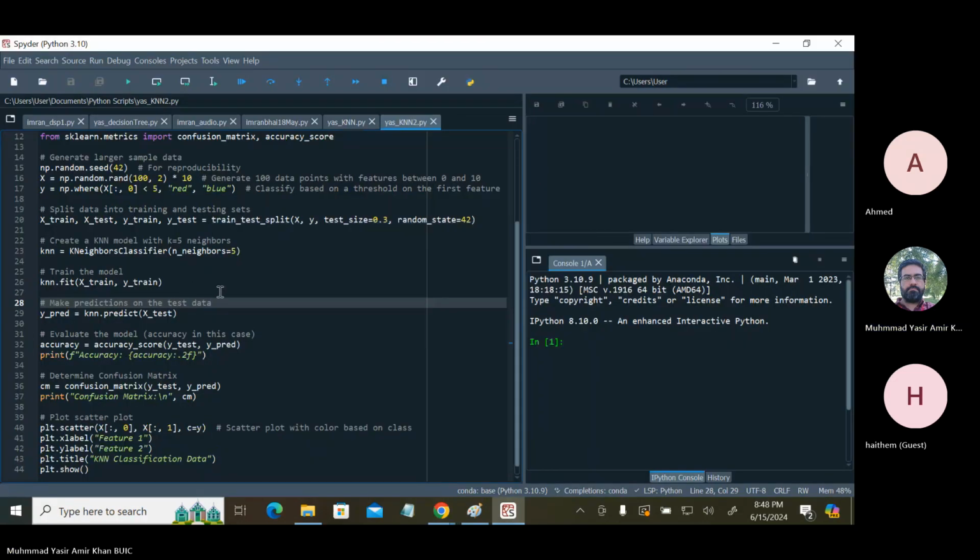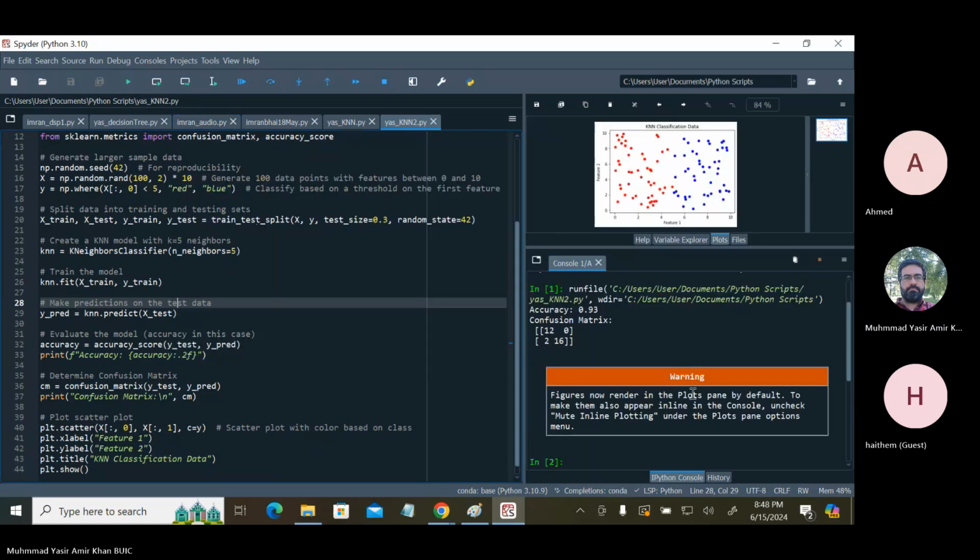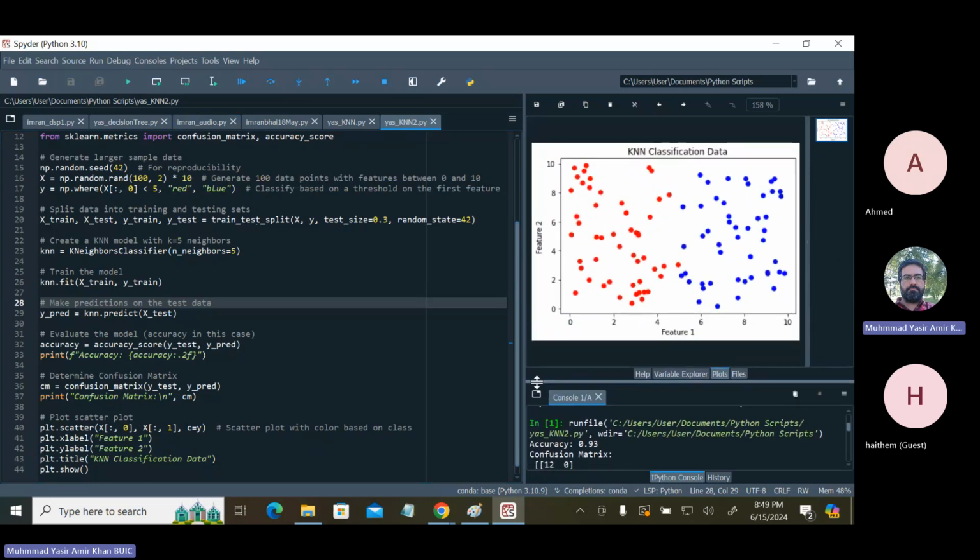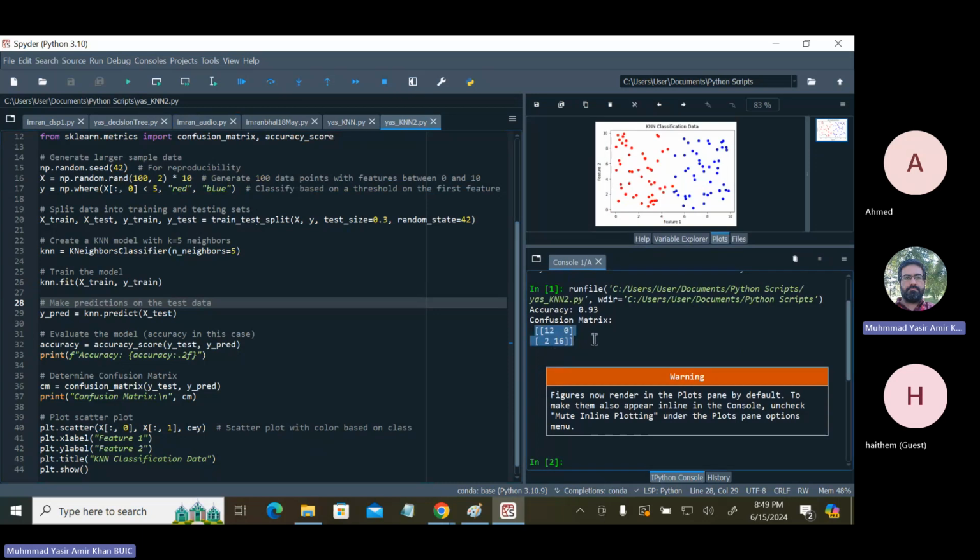We have this program. Let's run it. It has generated this graph for us. Can you guys see the code and the graph? Yes. The other thing it has done is create the confusion matrix. This is our confusion matrix, 12 and 0, and 12 and 16. I wrote this in a neat and presentable way, but the program gives us the result in this way. 12 is our true positives, 0 is false positives, then we have false negatives, and the true negatives are 16. So this is our confusion matrix, and 93 is the accuracy. In our case, it has given us an accuracy of 93%.